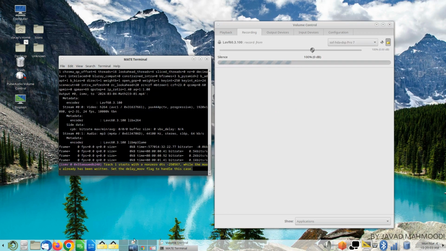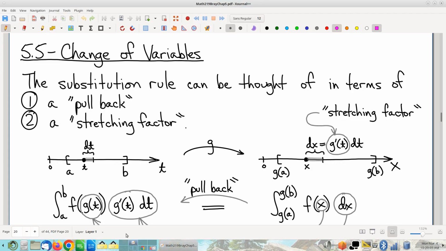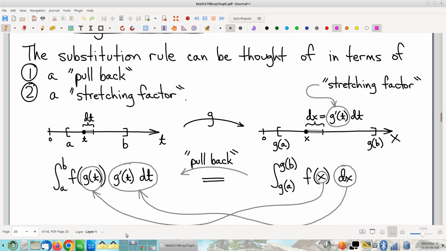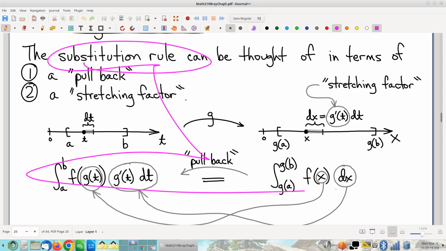Okay, time to get started. So last time we were talking about change of variables, you recall. And remember, the big idea is that we're generalizing the substitution rule appropriately interpreted, right? So the substitution rule is this right here.